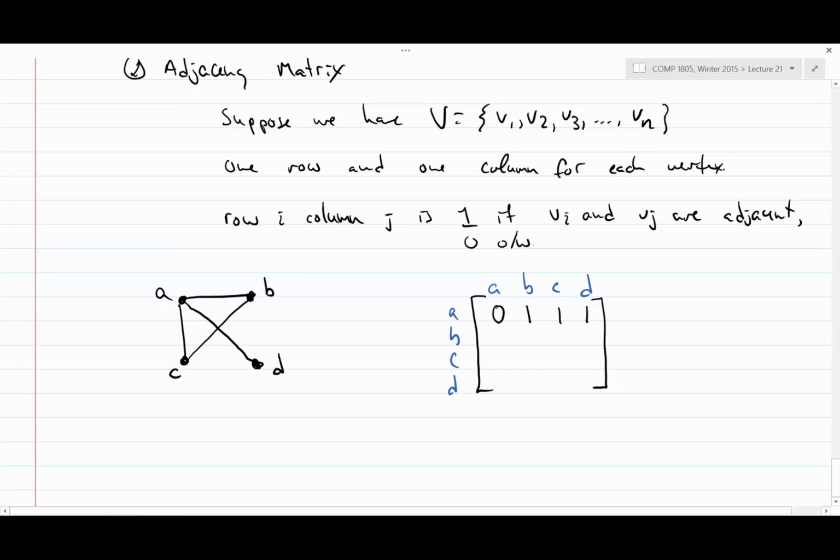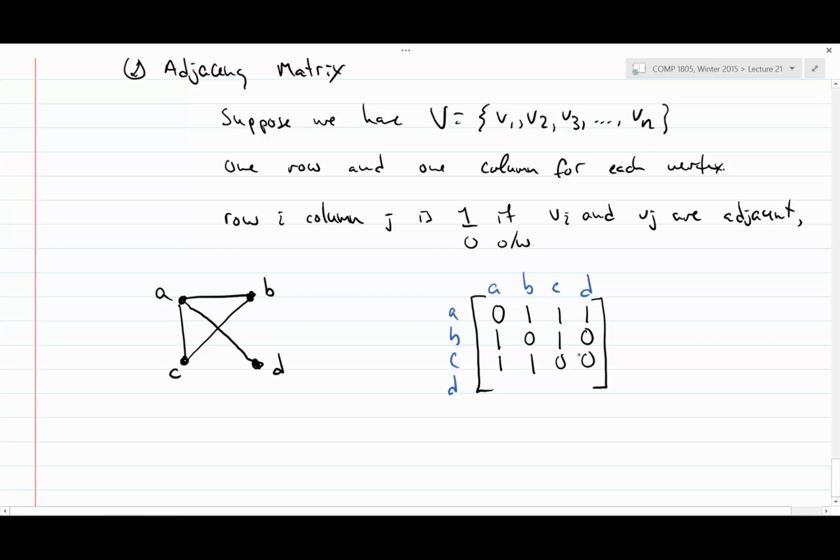Now I go to my next row, which is row B. B is connected to A and C. So B is connected to A and C, but not B and not D. Now I go to the next row, which is row C. What is C connected to? It's connected to A and B. So A and B, but not C and not D.